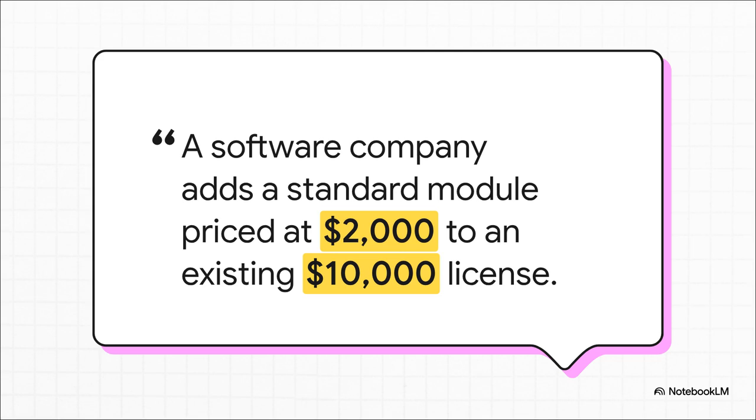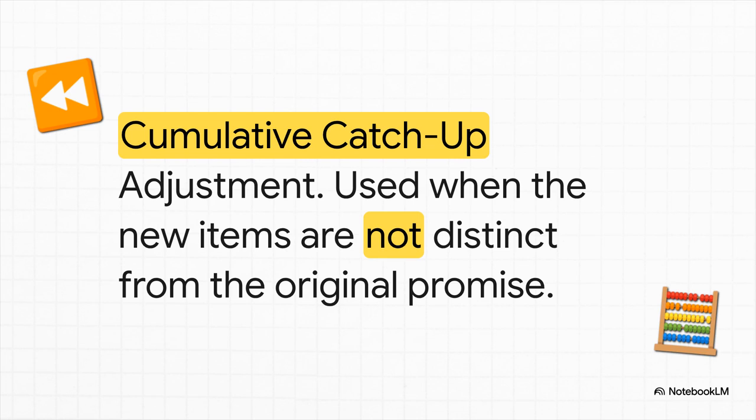So the beauty of this is, you just leave that original $10,000 contract alone, don't touch it. You just spin up a completely new separate contract for that $2,000 module. Easy peasy. Okay, but what happens if the answer to that first big question, is it distinct, is a no? What if the new stuff isn't distinct?